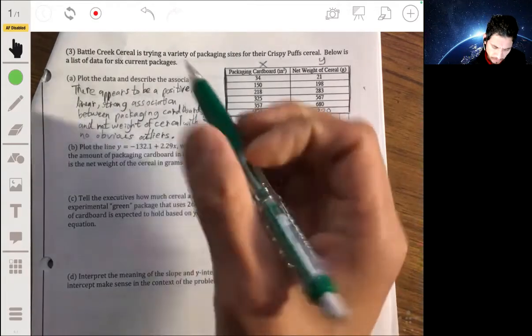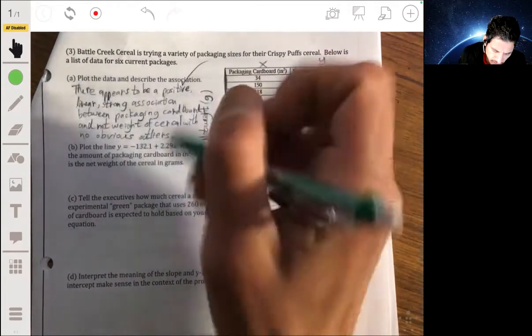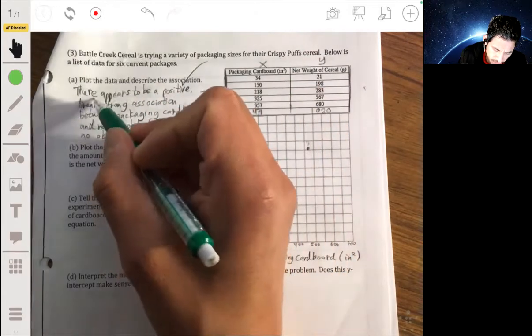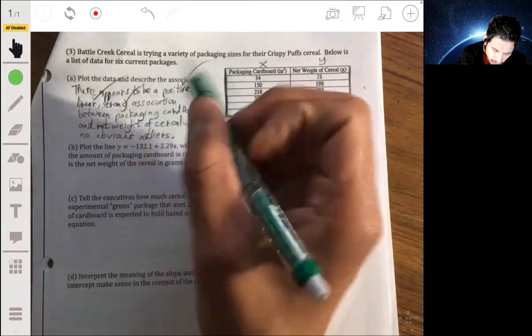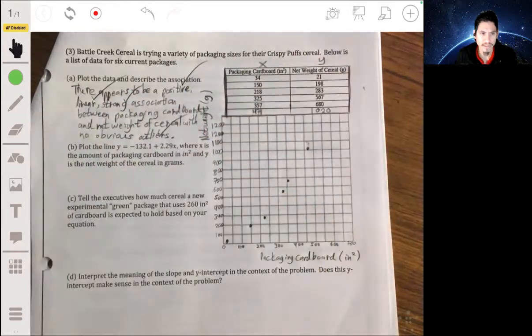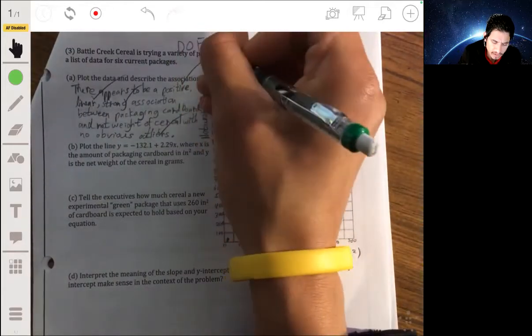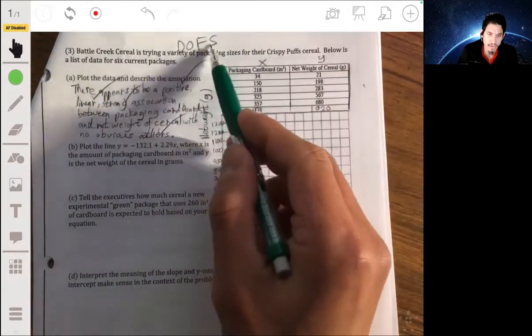So here we are, bang. And I'm going to put checks by the 4 things we have to mention. So remember this stuff, the direction, the form, strength, any outliers. Those 4 things, make sure you mention them. Remember the DOFS, D-O-F-S. Direction, outliers, form, strength.